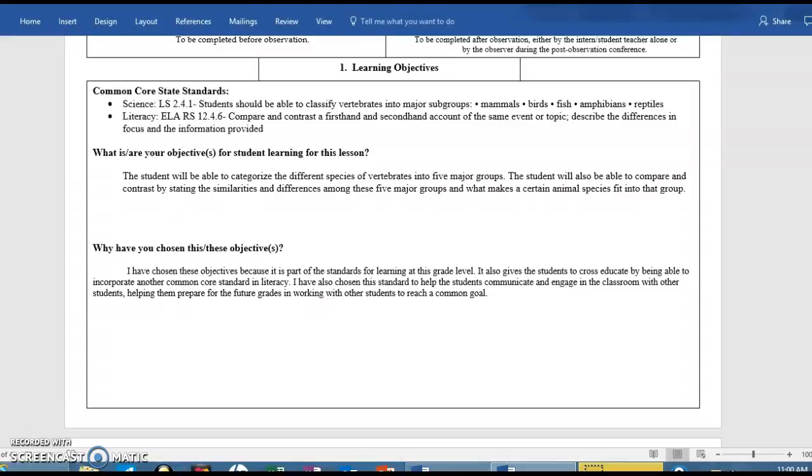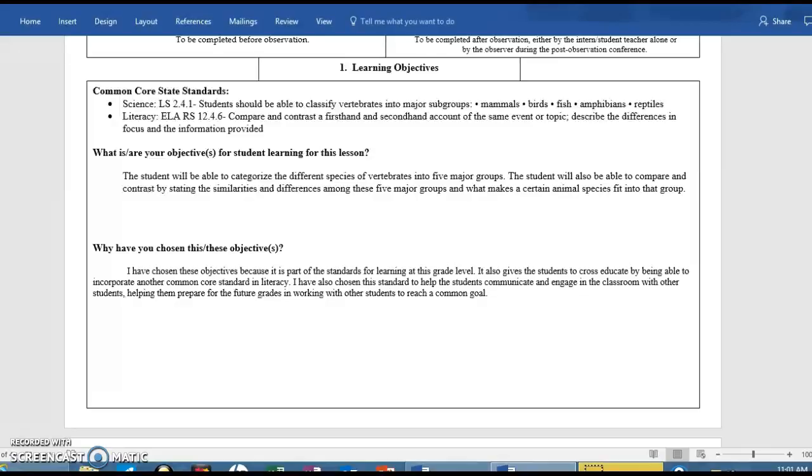The Common Core standards that I'll be using are Science LS 2.4.1, where students will be able to classify vertebrates into major subgroups, which include mammals, birds, fish, amphibians, and reptiles. I will also be incorporating the Common Core Standard of Literacy, ELA-RS 12.4.6, that compares and contrasts a first-hand and second-hand account of the same event or topic. They'll be able to describe the differences in focus and the information provided.